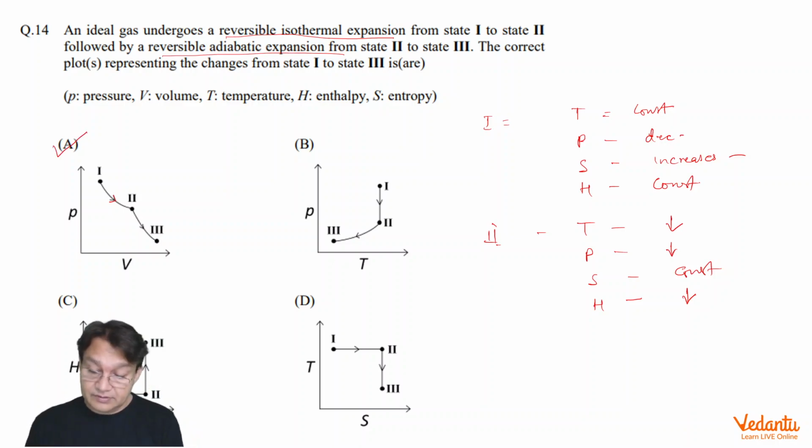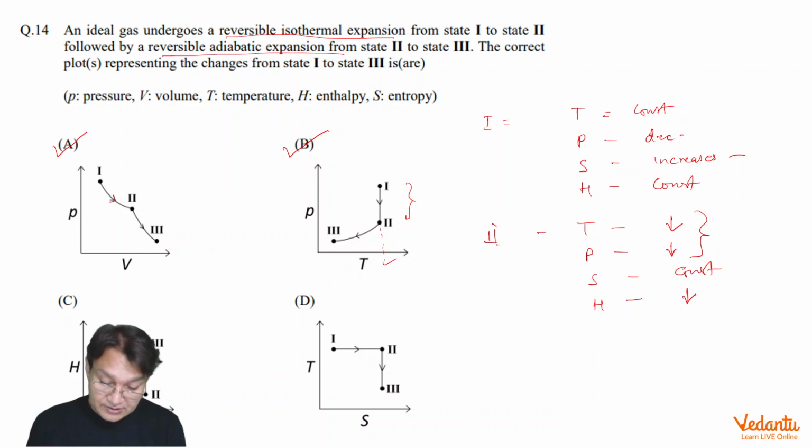Similarly, if you look at B, from 1 to 2 the pressure is decreasing and temperature remains constant. And from 2 to 3, the temperature is decreasing as well as the pressure is decreasing. As we can see, temperature and pressure both decrease in a reversible adiabatic process. So option B is the correct option.